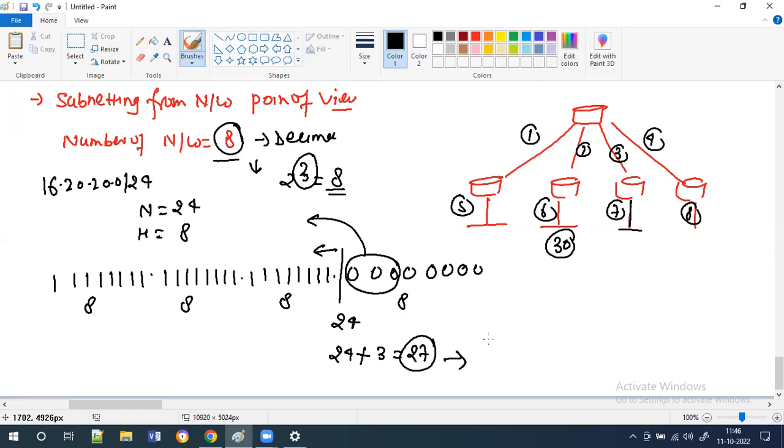Slash 27 means 27 bits on the network side, then the host bits are 5. With the help of the 5, we'll get a total of 2 to the power 5, sorry, 32. So it will start from 0 to 31, then 32 to 63, then 64 to 95, then 96 to 127. It will go till 224.